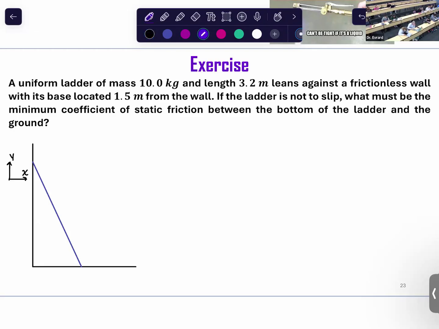The ladder has a length of L. Since it's a uniform ladder, where will its center of mass be? In the middle. So your symmetric ladder here has its center of mass right in the middle. When you think about gravity pulling down on the ladder, it's going to come straight from that center of mass. There's the weight of the ladder coming from the center of mass.